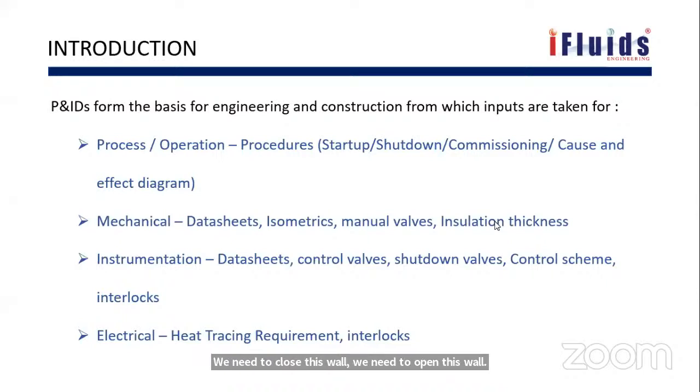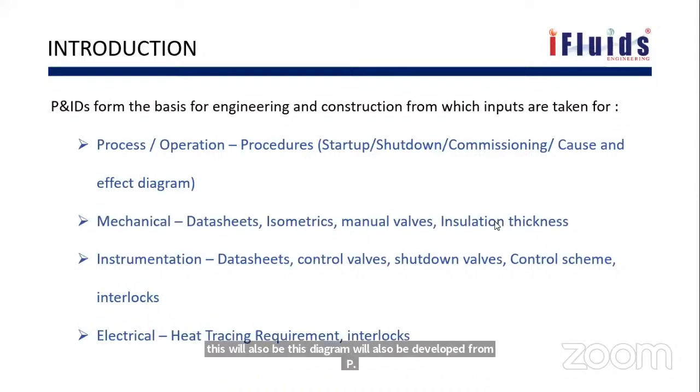Next, the cause and effect diagram. A cause and effect diagram is nothing but the emergency shutdown system. It shows that in case of any emergency, any uneven conditions in the plant, the plant will take its own shutdown. So that forms the cause and effect. What if high pressure is there? What will be the action taken automatically? This diagram will also be developed from P&IDs.